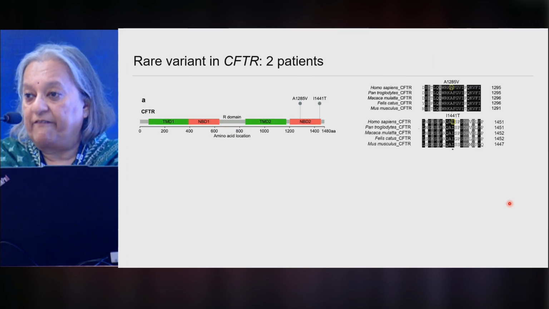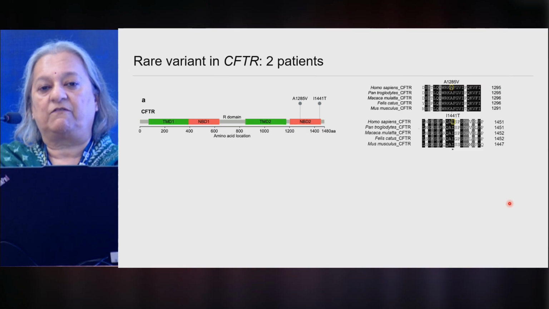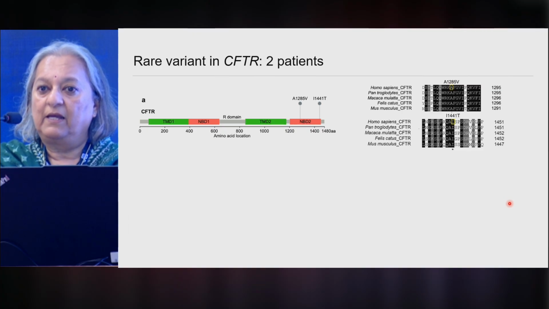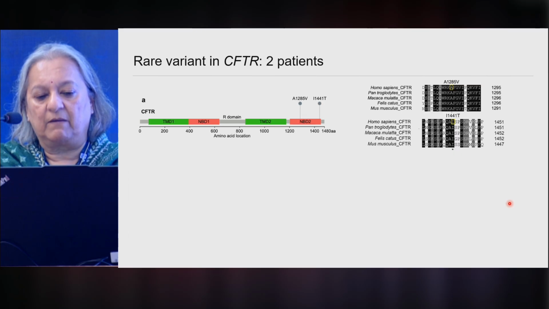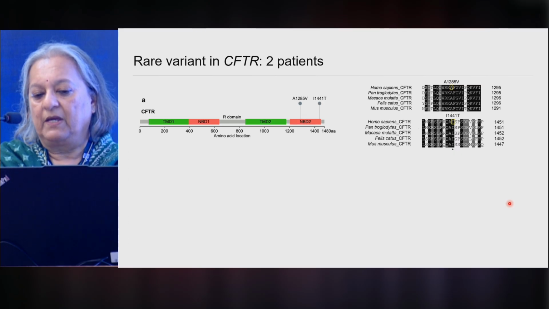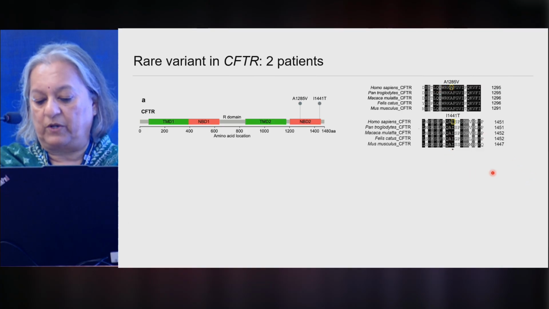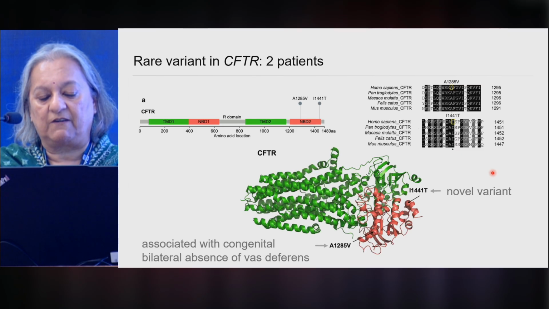A couple of the rare variants that we observed. One was a rare variant in CFTR. We know that CFTR is a chloride and bicarbonate channel. And this rare variant appeared in the nucleotide binding domain of CFTR. You can see that this is highly conserved across many mammals, suggesting that this variant could have an important role to play in the functioning of CFTR.